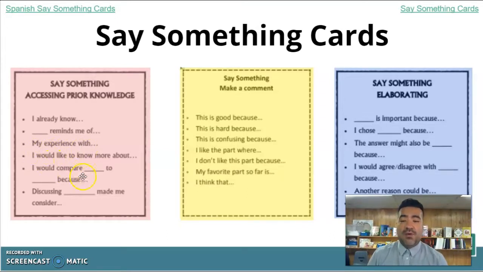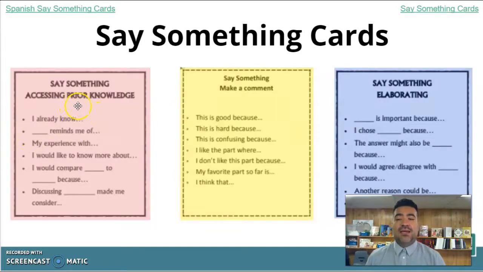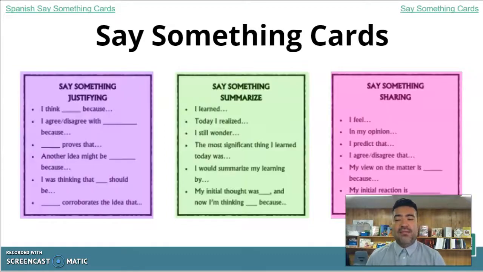Or I would compare blank. So these are just some good sentence starters so that you can have those conversations with students. So here's the other. The first three that I showed you is assessing prior knowledge, make a comment, elaborate, justifying, summarize, and then sharing. I like the sharing one because it has a lot of just simply the student's point of view. So these are available there for you in this website.